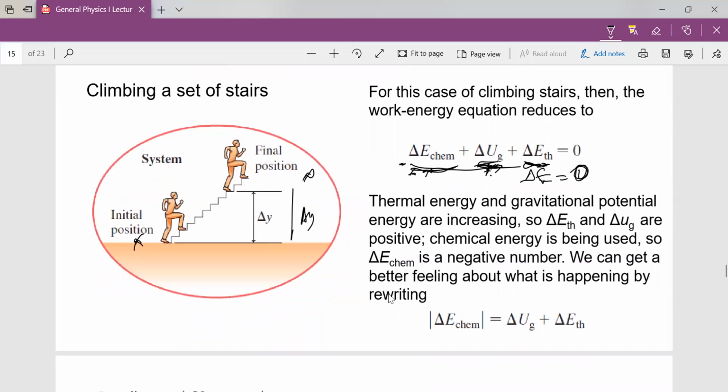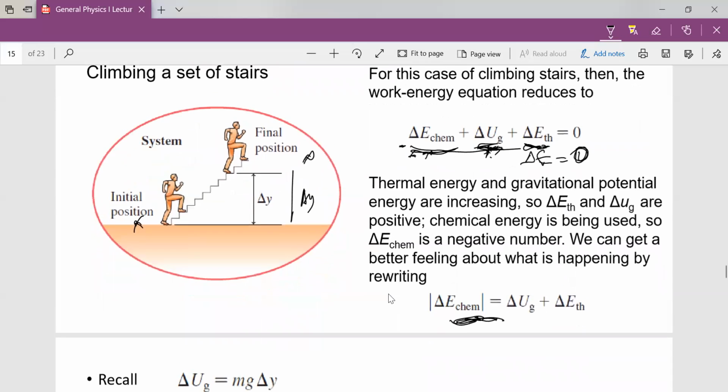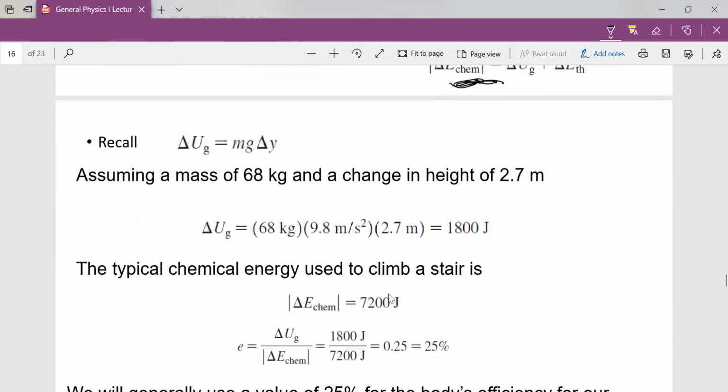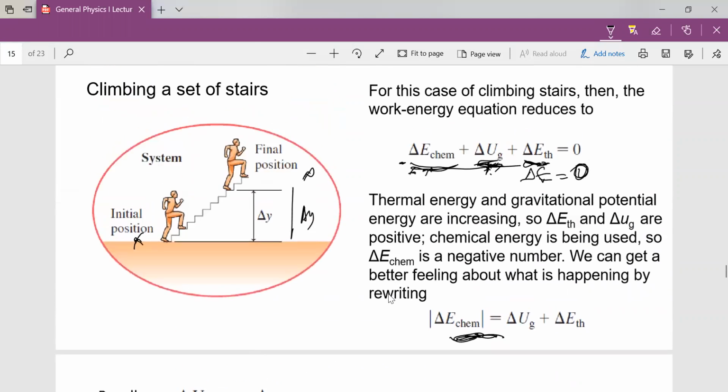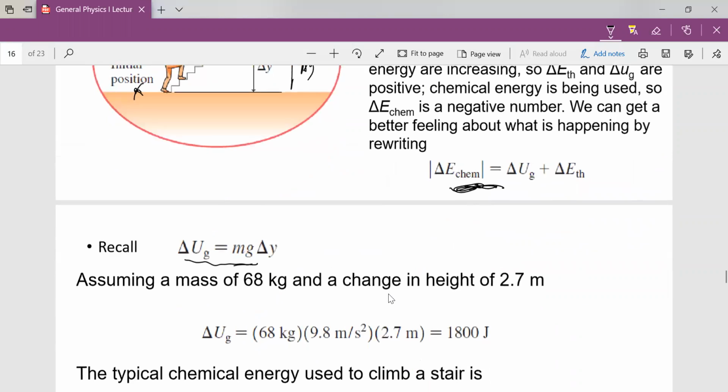So that's what we have here in our final output. But we take the magnitude of this process because we will not be having a negative value. Okay. So if we recall that the formula for potential energy is equal to mg change in x, we can actually determine or calculate the efficiency of this human that is climbing the stair.